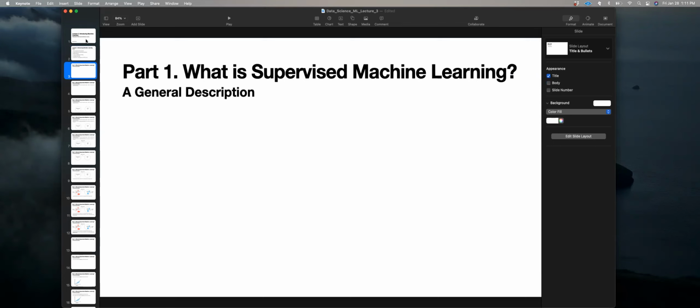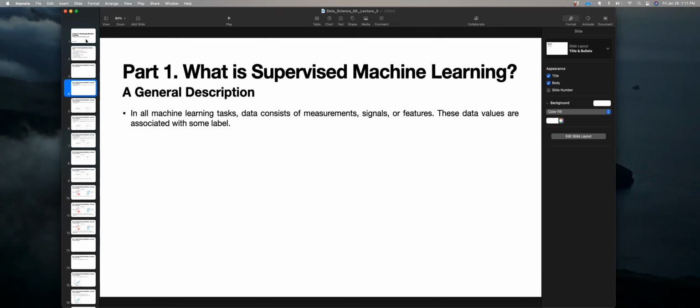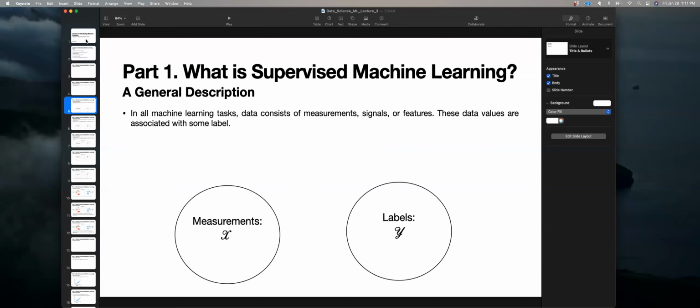So what is supervised machine learning? Well, generally speaking, in any machine learning task, we're going to encounter measurements, signals, or features. And this data in supervised learning will be associated with some given label, right? Now, before we discuss what labels we have, just make this abstract model in your mind that there is a space of all possible measurements, which I denote by X. And then for all of those measurements, there will be some associated labels, right?